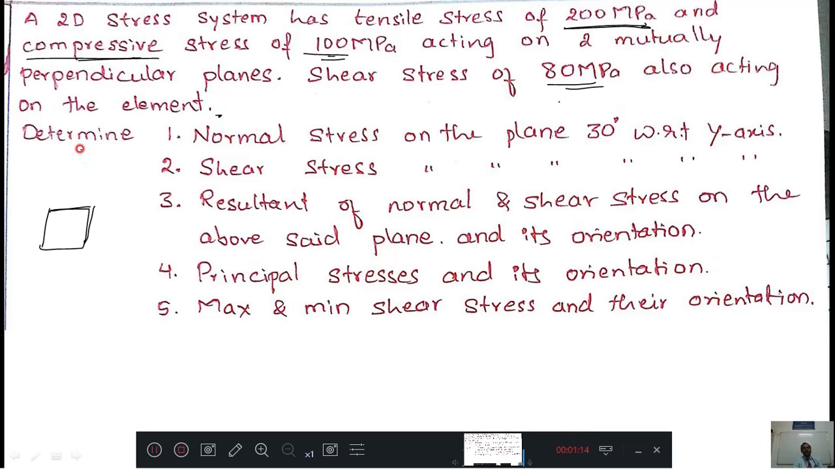Okay. Then determine the normal stress on the plane at 30 degrees. Very important, 30 degrees with respect to the y-axis. The shear stress on the plane at 30 degrees with the y-axis. The resultant of normal and shear stress on the above said plane and its orientation. Next, the principal stresses and their orientation, and the maximum and minimum shear stresses and their orientation.